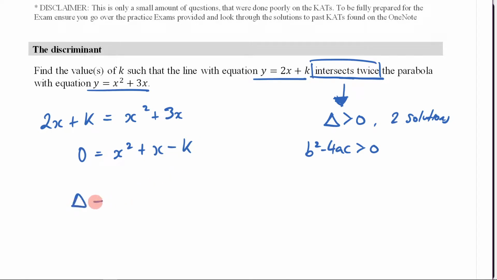Then I need to figure out what b squared minus 4ac is. Okay, so that's going to be what? Well, this is my a value, the coefficient. This is my b value, the coefficient. And the c value is what's at the end here, so negative k.